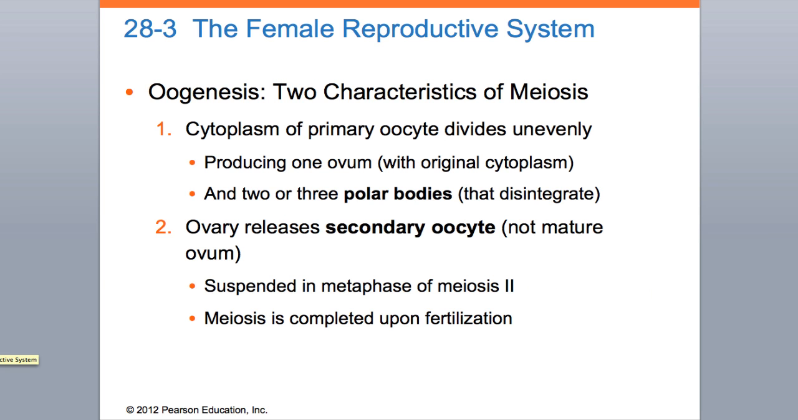Next slide. Go ahead and make a note of this. Now look what it says. Meiosis is completed upon fertilization. So meiosis will complete itself upon fertilization. What is released from the ovary? Secondary oocyte. What happens to the other polar bodies? They disintegrate. Next slide.